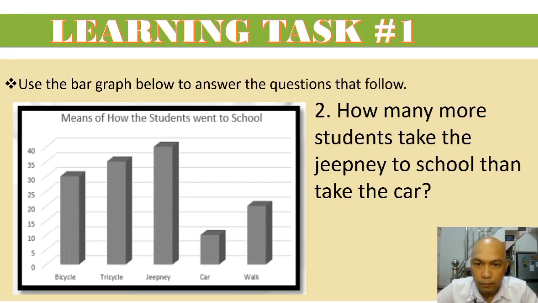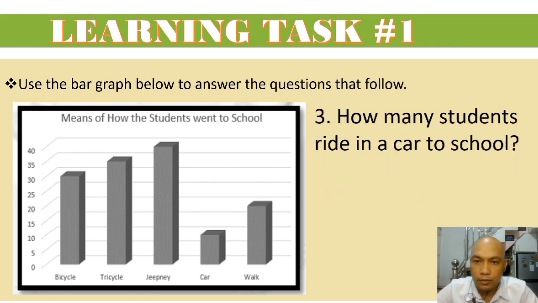Then pangalawa, how many more students take the jeepney to school than take the car? So sa jeepney natin ito, halos mga nasa 39 na yan. Okay, tapos ang car naman natin nandito mga nasa 9, kaya 39 minus 9 is equal to 30 students. Okay, so for number 3, how many students ride in a car to school? Nasagutan natin yan sa number 2, so there are 9 students.